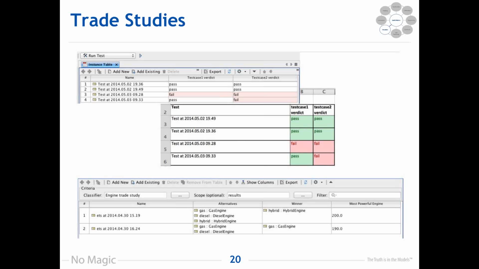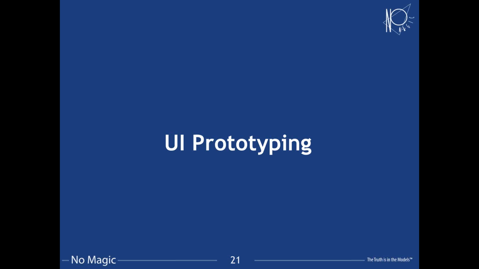And this is related to trade studies. Trade studies are exactly about performing multiple tests based on some criteria, finding the best results, the best fitting configuration. For example, in the table at the bottom of the slide, there is a trade study performed on different engines, and the most powerful engine is picked as the winner in each of the trade studies. So this is just one example. We'll have another example during the live demonstration.